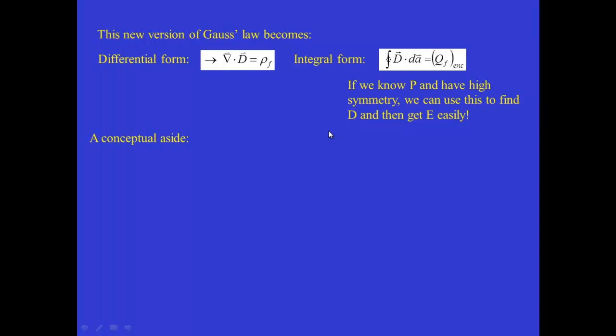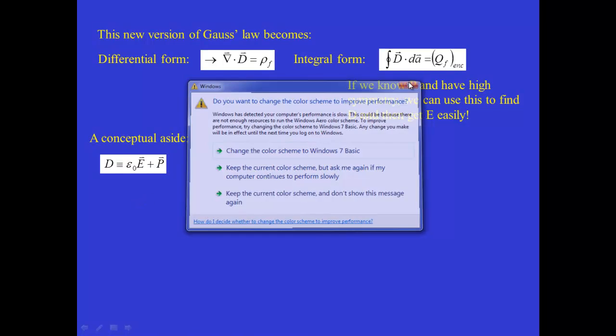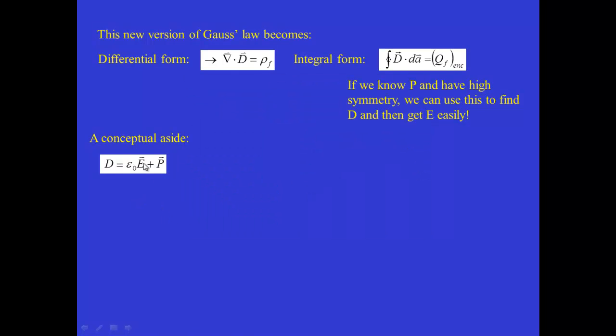So let me just take a few moments to go through a conceptual aside here. It's a little bit of a quibble I have with the way that D is normally defined in physics books. It's defined, and here I'll use the three bars to make that clear, as epsilon naught E plus P. But this is a little bit backwards conceptually, because if you think about it, E is the total field. P is the polarization field, the field that gets frozen in when the material gets polarized.